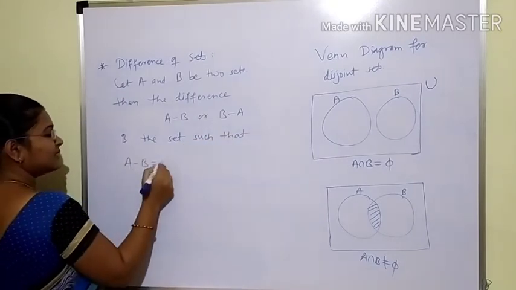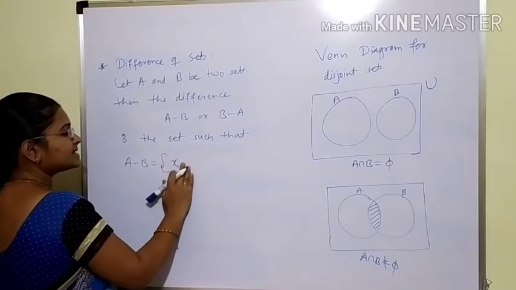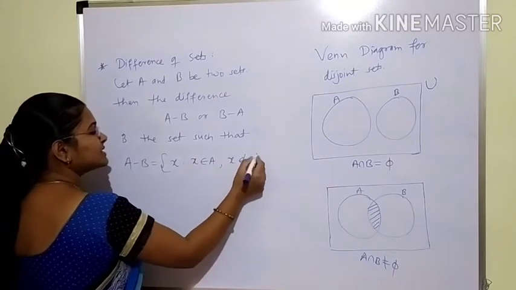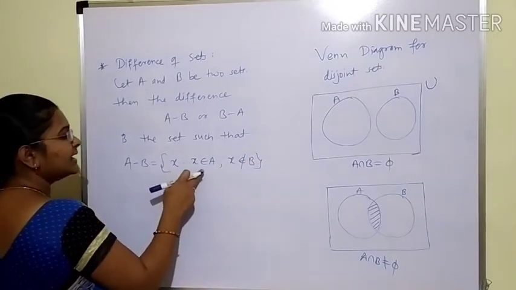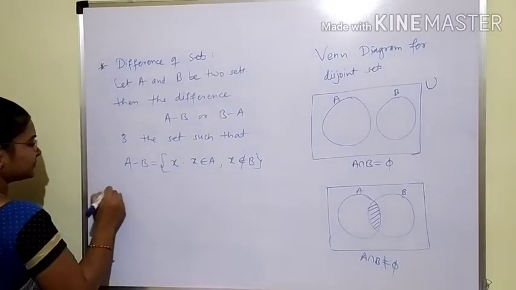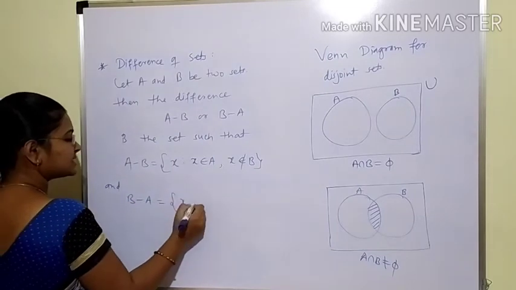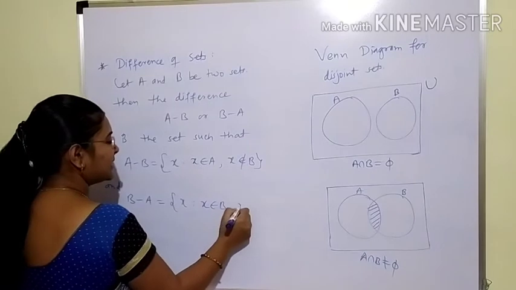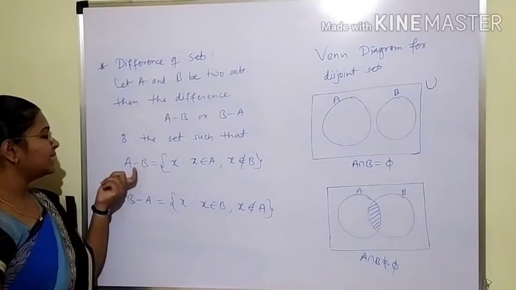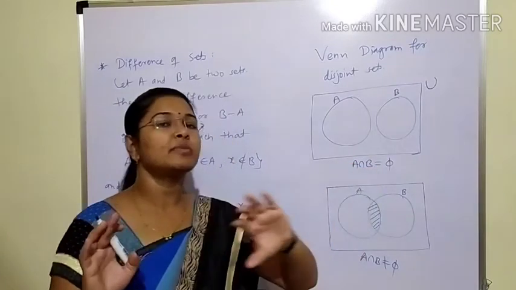A minus B equals to set of X such that X belongs to A and X does not belong to set B. Means we are taking elements from set A but X does not belong to set B. Similarly, B minus A is the set of X such that X belongs to B but X does not belong to A. Means for the difference of A minus B, we are taking out elements from set A.